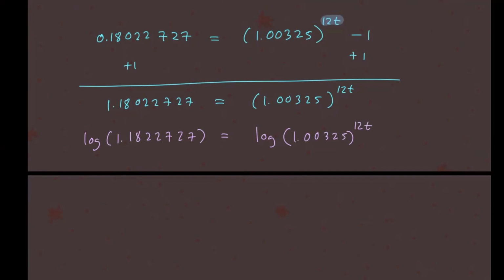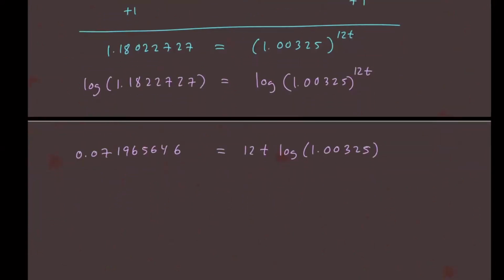Now that we have logarithm, it allows us to bring down the exponents by the properties of logarithms. So you have now 12t times log of 1.00325. And on the left side, you can just put that in your calculator. You get a decimal. If you insert this in your calculator, you will have 0.071965646. I believe that's the decimal you'll get.